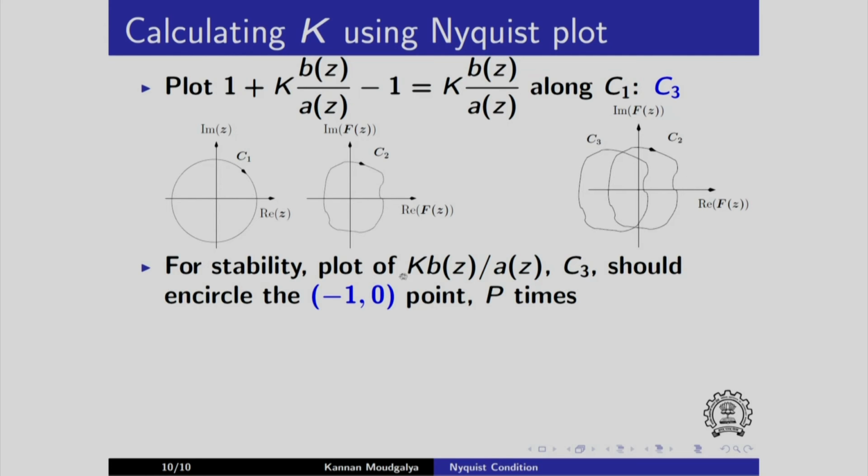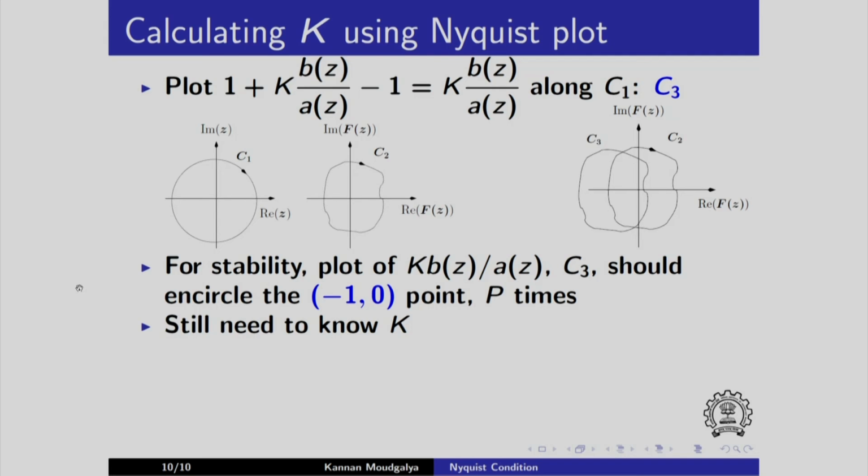For stability, the plot of kb by a, that is C3, should encircle the minus 1 comma 0 point p times. Remember, in the previous slide we said this C2 should encircle the origin p times. Now we shifted this whole thing by subtracting 1, so we should shift the origin also by 1. In other words, we should look at the encirclement of the point minus 1 comma 0. So for stability, the C3 plot should encircle minus 1 comma 0 point p times.